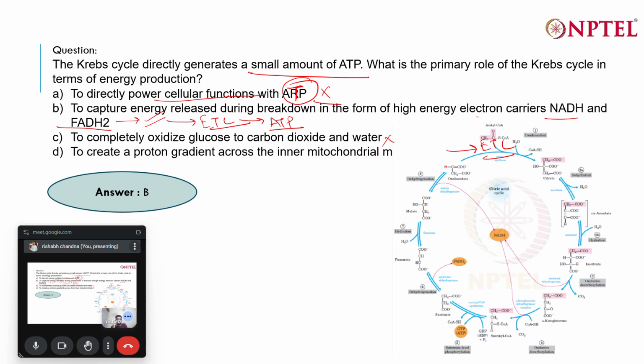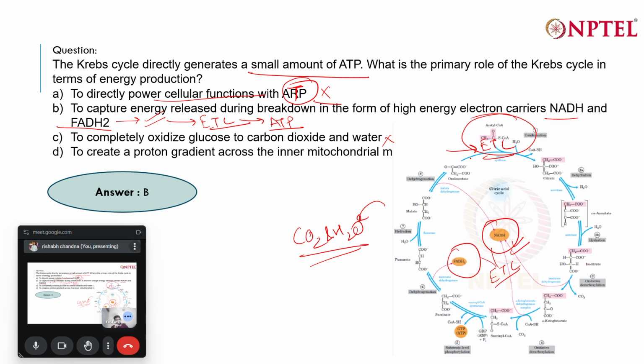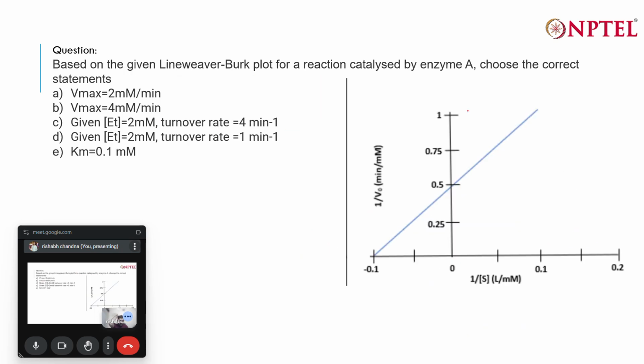And here is the Krebs cycle. It generally helps in formation of the NADH and FADH2 molecules, and now they'll move to the ETC for the proton gradient generation and ATP production. So this is the primary role of the Krebs cycle, and the secondary role would be the formation of CO2 and H2O from the compounds that have been formed in the form of acetyl coenzyme A. Okay, so let's move on to the next question.